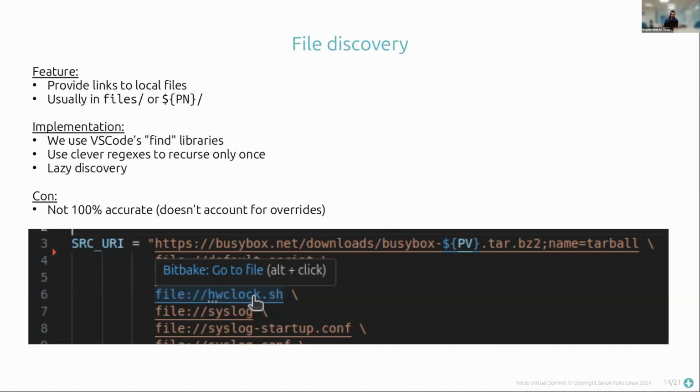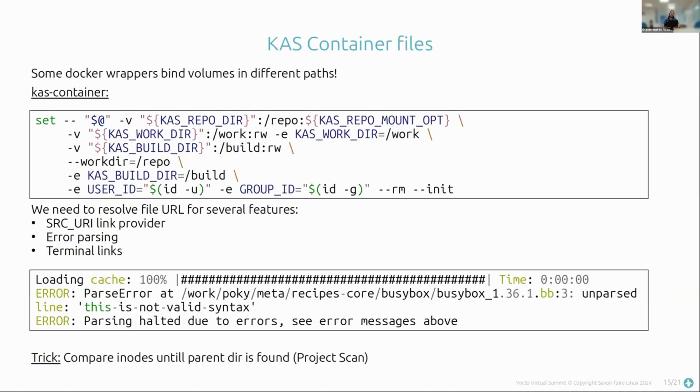So regarding the file paths, we also encountered a really big issue with CAS containers, because CAS uses Docker mount points for binding volumes in different paths. So for instance, all your layers are going to be put into /work, and your build is going to be put inside /build. So all the file paths we get from Bitbake will be relative to within the Docker container. So we can't open those files on the Visual Studio Code on the host. They are not going to be present in the same URLs.